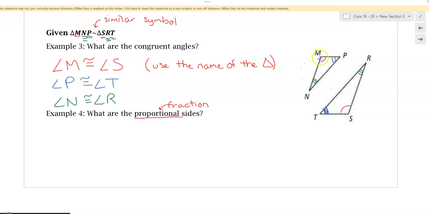I'm going to go from M to P over, I started at the red angle and went to the blue angle. So I'm going to start at the red angle and go to the blue angle, S to T. Okay, so if you already have your angles labeled, it makes it a little easier.